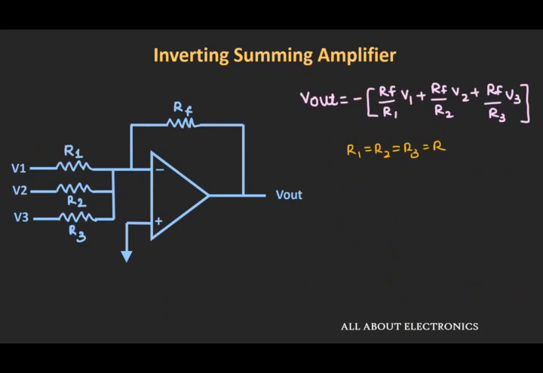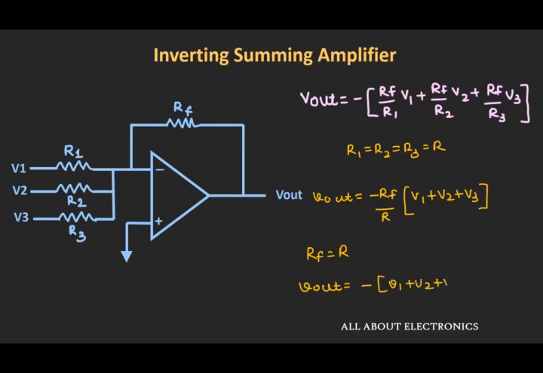Now in this inverting summing amplifier configuration, let us assume that the value of R1, R2 and R3 is same. So in that case, the output voltage Vout will be equal to minus RF divided by R times V1 plus V2 plus V3. So now here, if value of RF is equal to R, then in that case our output voltage Vout will be equal to minus V1 plus V2 plus V3. So in this way we can use this op-amp as an adder, and we can add the multiple input voltages.